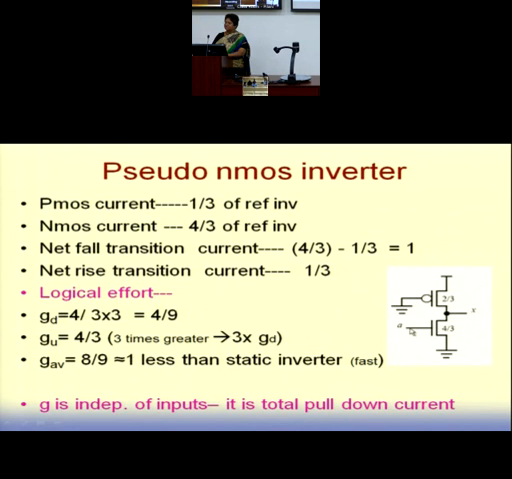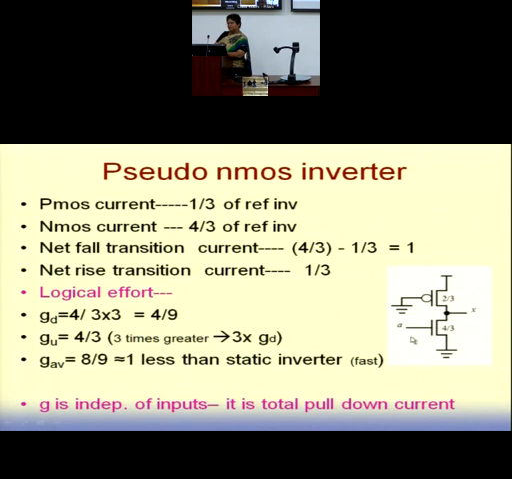If you look at G down, now I cannot look at GA or GB separately. There is no meaning now. I have to look at up and down transitions. Then only I can compare with my static CMOS inverter. So we look at the down transition, which is controlled by my input. In that case, the net input capacitance here corresponds to 4/3.